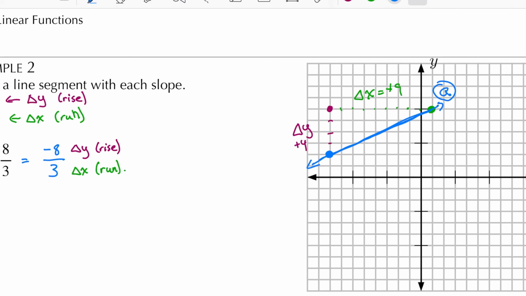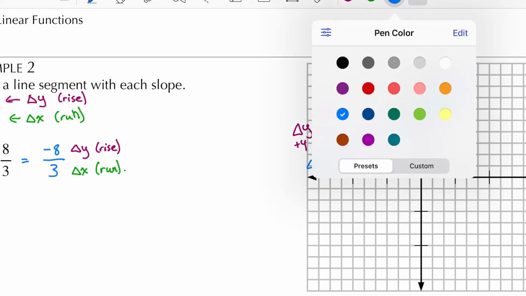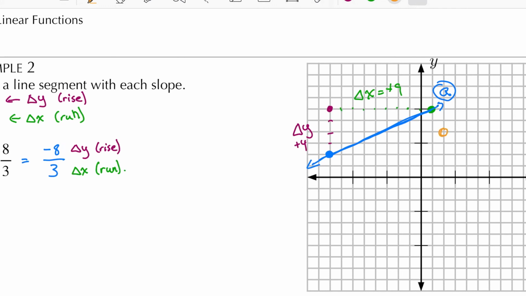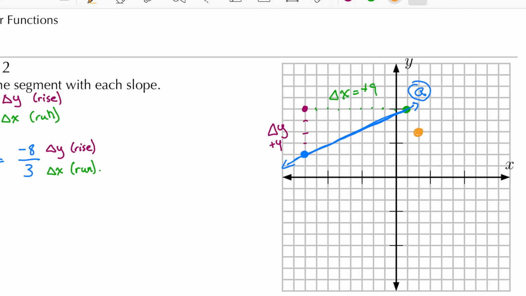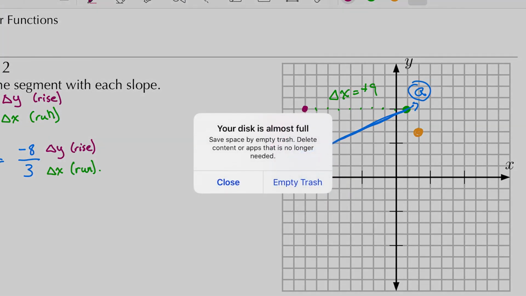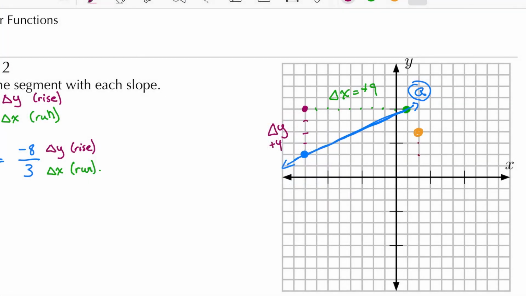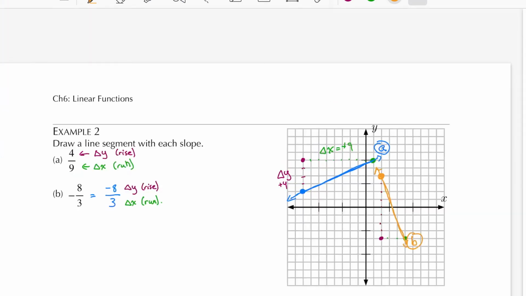and we choose the location for a point. And I'm going to choose to do this point in orange. I can start anywhere on my graph. Right there's my start. Now it's going to go down 8. 1, 2, 3, 4, 5, 6, 7, 8. Down 8 and over 3. 1, 2, 3. Right there. Connect those 2 points up. And that is my line that has a slope of negative 8 over 3.